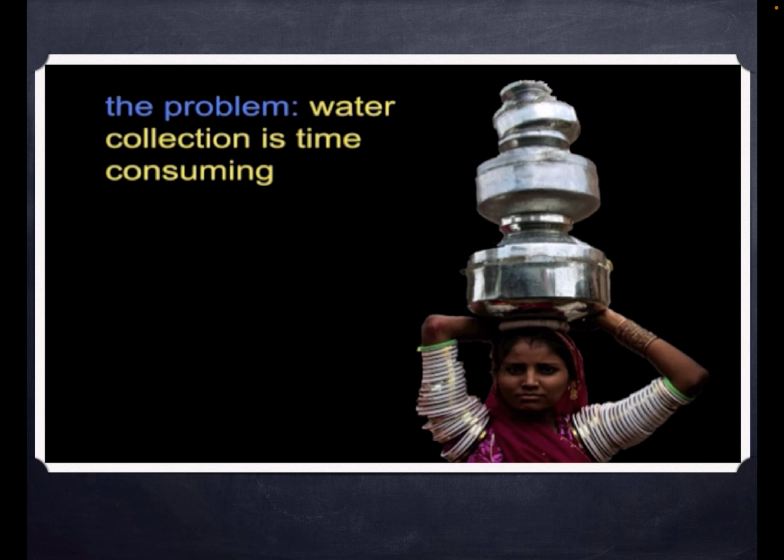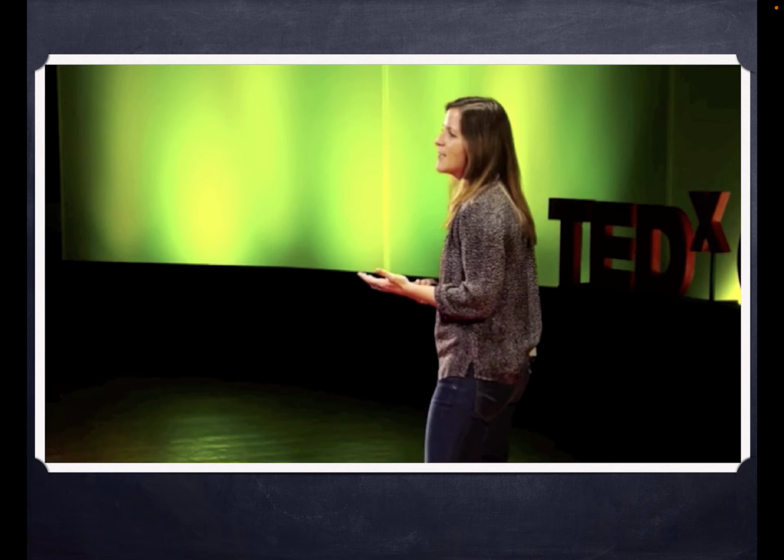Compounding that is the fact that collecting this water takes a lot of time. Women spend 25% of their time each day, 6 hours on water collection. And let's face it, women have way better things to do with their time. There's a misconception that the poor don't value their time. If that's the case, why is this woman carrying 40 liters on her head, double the typical amount?